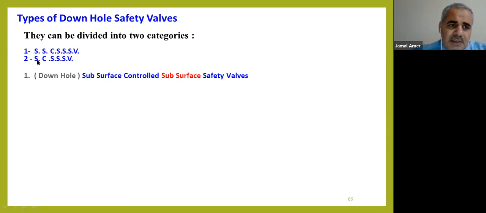The other type we call the surface controlled subsurface safety valve. We control the subsurface safety valve from surface by hydraulic oil.